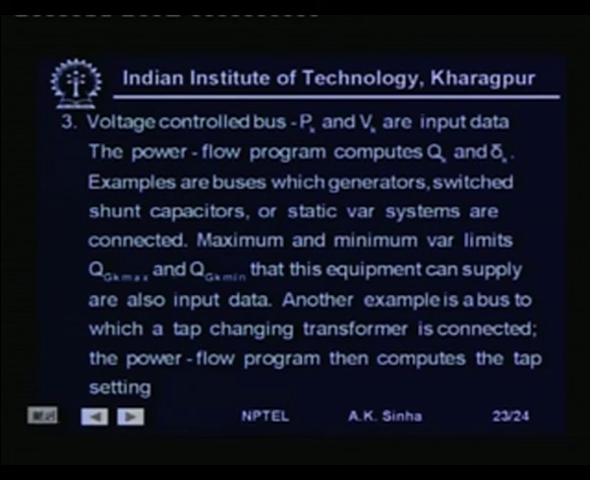Sometimes maximum and minimum var limits, that is Qgk max and Qgk min for the equipment, are also specified, and in case we find after the solution that the value of the reactive power, that is Qk, is exceeding these limits, then we fix the value of Qk to these limits and consider these bus bars as load bus bars, because both P and Q are now fixed at these bus bars and V and delta need to be found out.